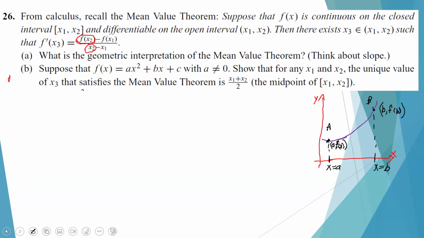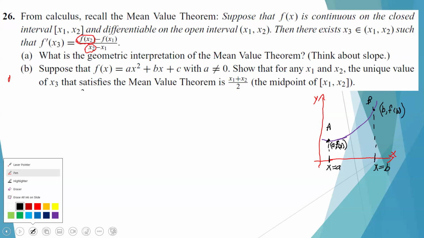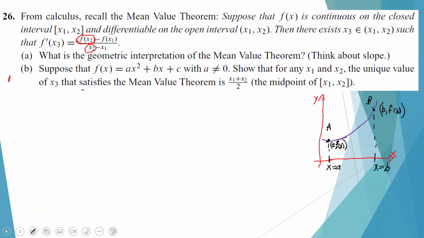So the geometric interpretation of the mean value theorem says that there is a point between there that actually is parallel, the tangent of that point is parallel to the chord of AB. So that's really what it's saying. I'll maybe write that in words in a second, but let's figure out what the chord is. So chord between AB is this straight line between A and B. That's a chord between A and B.